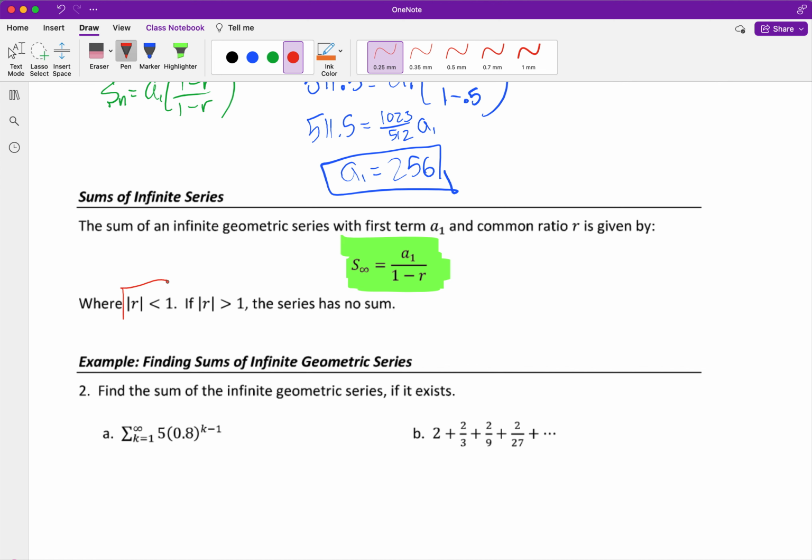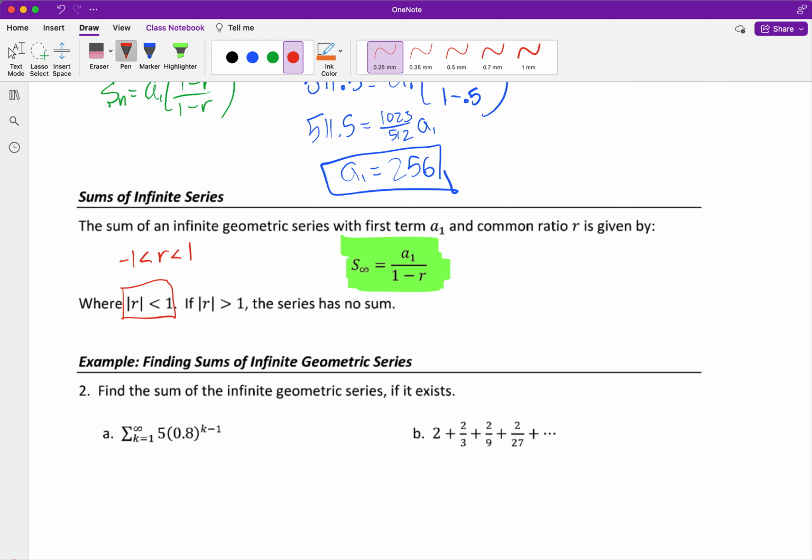The absolute value of r has to be less than 1. If we break that down, what it's really saying is that r needs to be somewhere between -1 and 1, not equal to either, but somewhere in between. Technically it could be 0, but if you have a common ratio of 0, all of your numbers are basically 0, so that doesn't really happen.